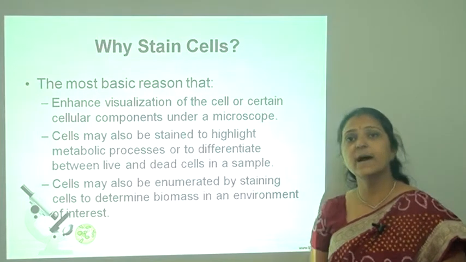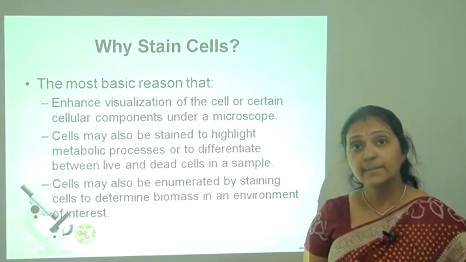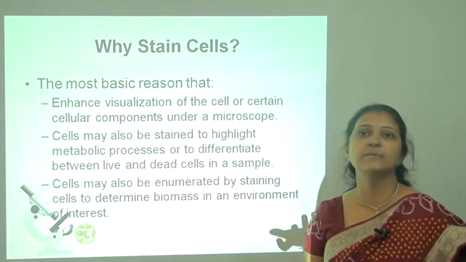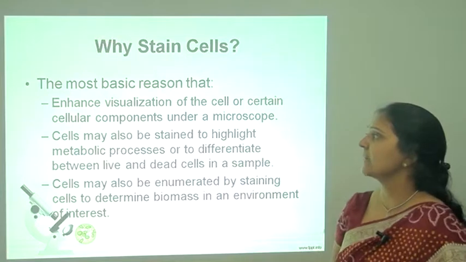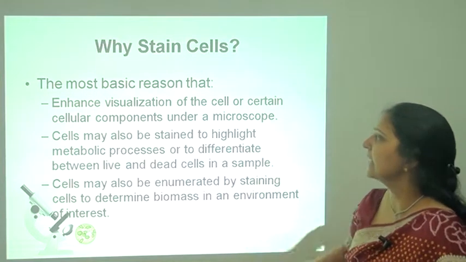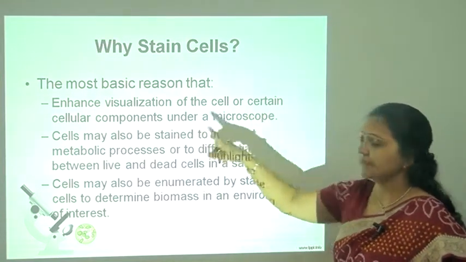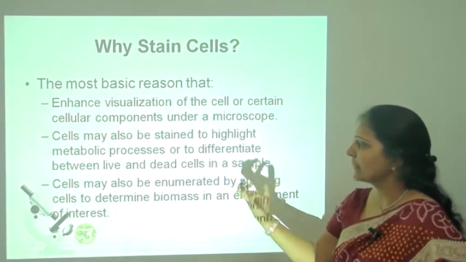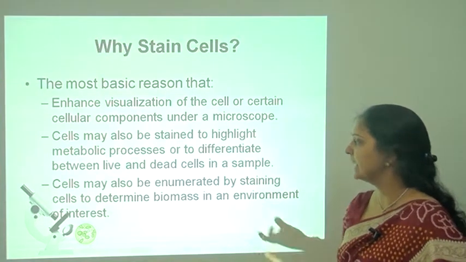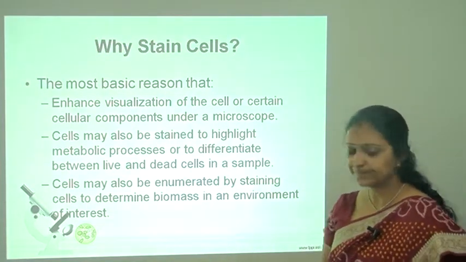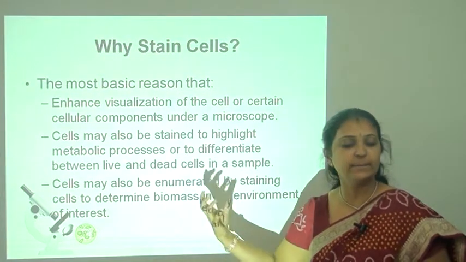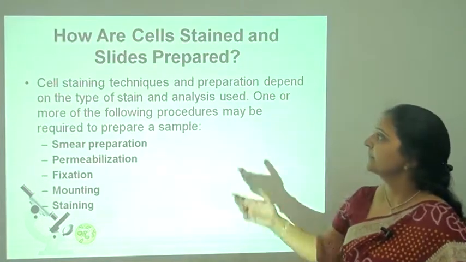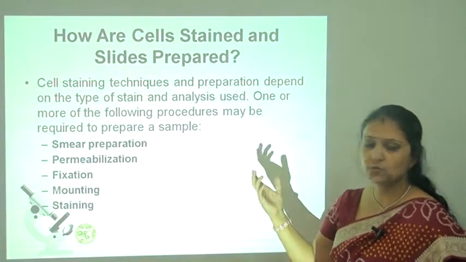Now what is staining? Why should we stain the cells? Because if we want to study cells under the microscope, the cells should be stained and then we can observe them, so staining is required. The most basic reason is to enhance the visualization of the cell or certain cellular components under the microscope. Cells may also be stained to highlight metabolic processes or to differentiate between live and dead cells in the sample. Cells may also be enumerated by staining to determine biomass in the environment of interest. How should the cell stains and slides be prepared?